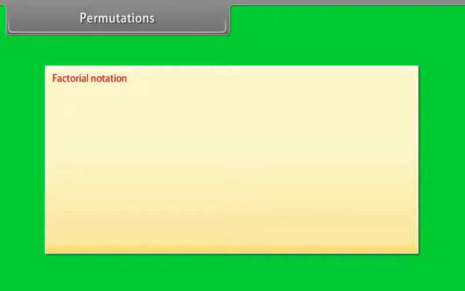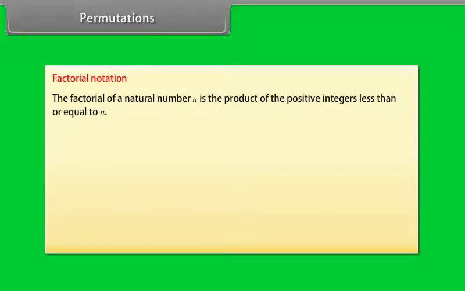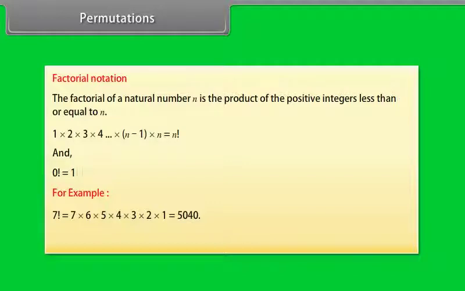Factorial notation. The factorial of a natural number n is the product of the positive integers less than or equal to n: 1 × 2 × 3 × 4 up to (n − 1) × n is equal to n factorial, and 0 factorial is equal to 1. For example, 7 factorial is 7 × 6 × 5 × 4 × 3 × 2 × 1, which is equal to 5040. 5 factorial is 5 × 4 × 3 × 2 × 1, which is equal to 120.